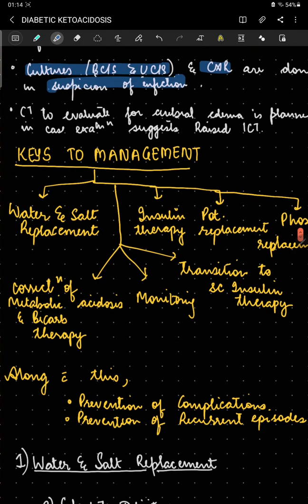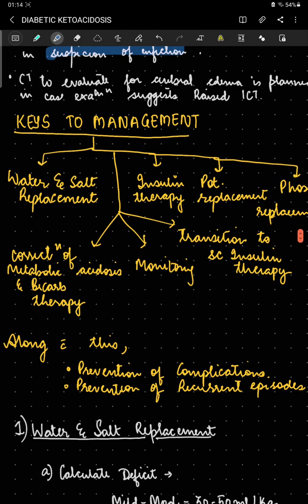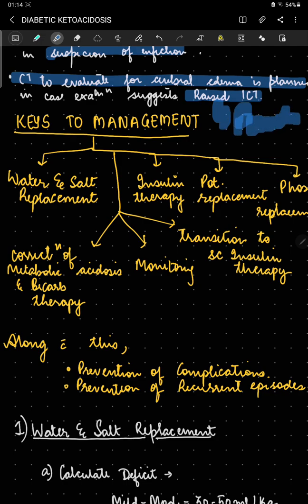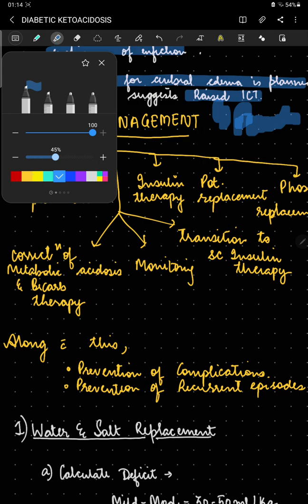Also, if you find certain signs of cerebral edema, you can do a CT scan to evaluate the cerebral edema in these cases, to look for signs of raised ICT. Also, you can do a fundus examination for the same, to look for papilledema, right?